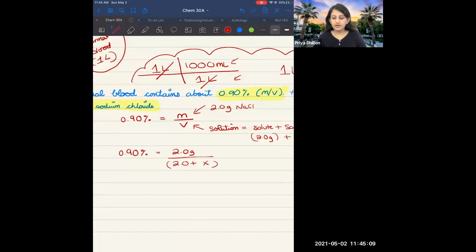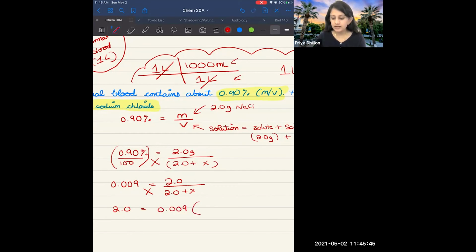That's about it. Okay, so in order to do this problem, we're going to have to do cross multiplication. First, we get rid of this percentage that we have. In order to do that, you just divide it by 100, right? Like we have been doing before, and then you get something like this. And then you copy down the whole thing like we have it on the top, and then you do cross multiplication, right? Here you can put 2.0, and here you can put 0.009 in parentheses 2.0 plus x.